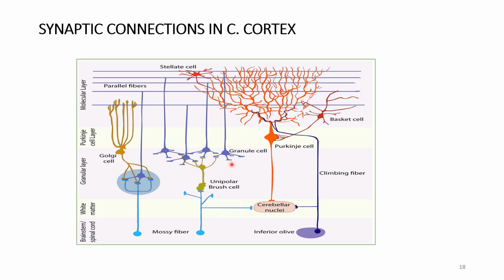This granule cell makes excitatory synapses with the dendrites of the Purkinje cells, and they will form parallel fibers. So parallel fibers are formed from axons of granule cells. Then come Golgi cells. Golgi cells are larger cells and they will be inhibitory in nature. The dendrites of granule cells.